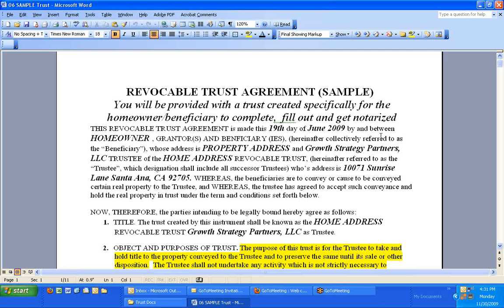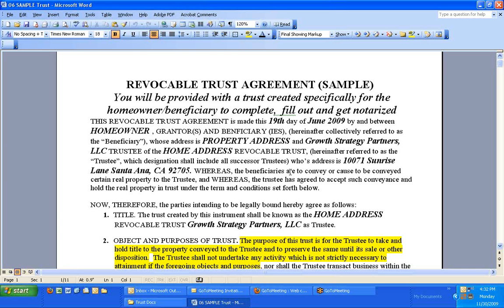So let's go through the revocable trust document. This is a sample, and of course you will be provided with a trust that is created specifically for the homeowner, the beneficiary, to complete. So let's go through this. I'm not going to go through all of the legalese. You can do that of a sleepy night when you want to make sure that insomnia doesn't kick in.